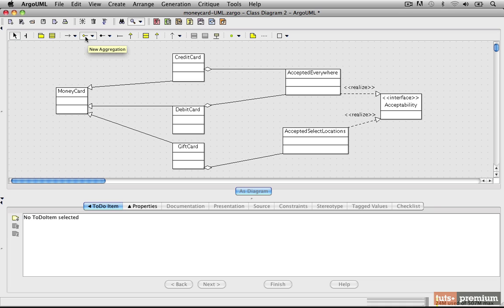Now you may be wondering why there are no uses or dependency relationships here, since we know that a credit card uses an accepted everywhere class. You'd think that we would have some type of uses relationship showing here. But since we already have this aggregation relationship, this also implies dependency, and so there's no reason to have both notations. But if you do need to create this type of relationship, you can use the dependency tool right here.